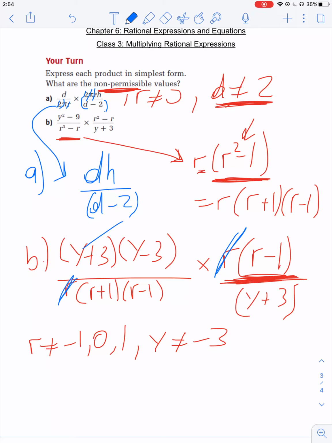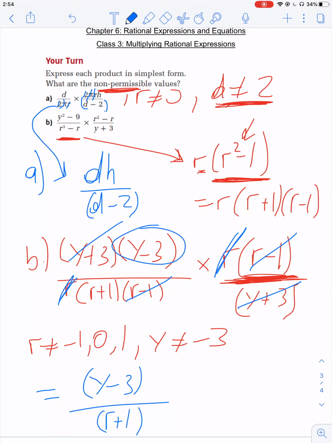So y plus 3 will cancel out with y plus 3. R minus 1 will cancel out with r minus 1. And that is it, okay? So this will simplify too. My final answer is I'm going to have y minus 3 on top. If you want to keep the brackets, you could. If you don't want to keep the brackets, then no problem. And then r plus 1 in the denominator, okay? So r plus 1. I'm just going to make this look a little nicer. So r plus 1 in the denominator, right? So only these guys, they were able to survive.